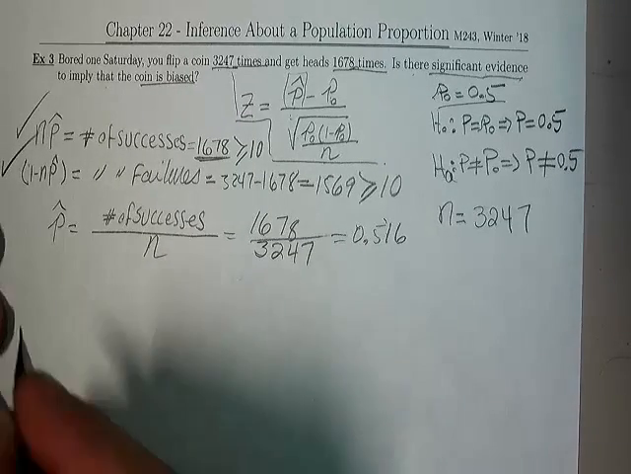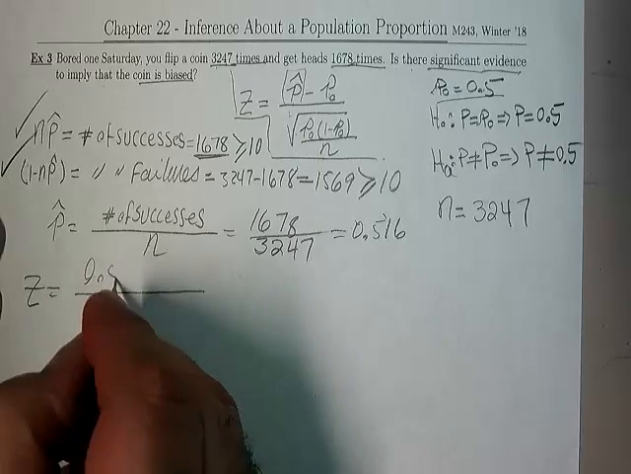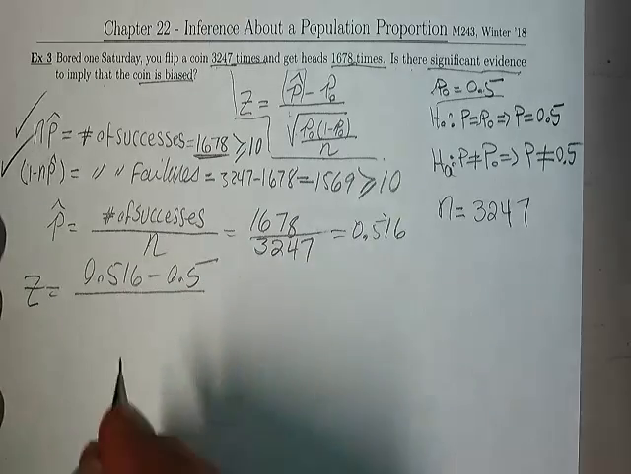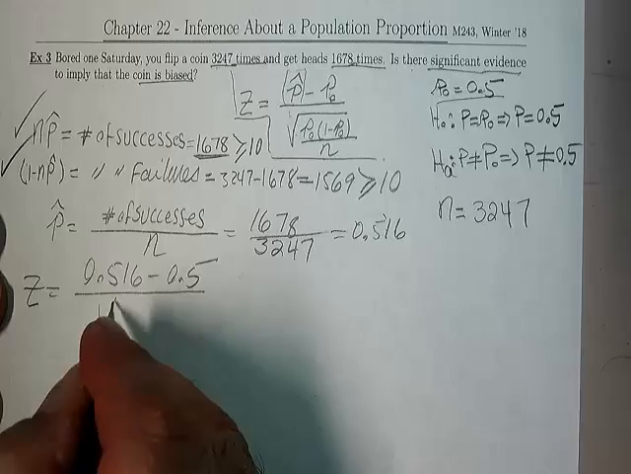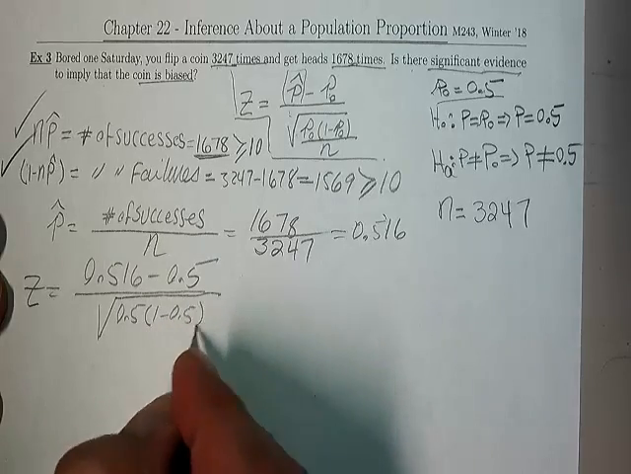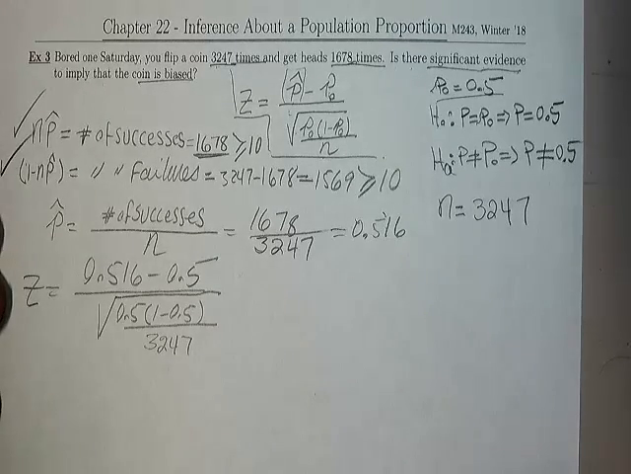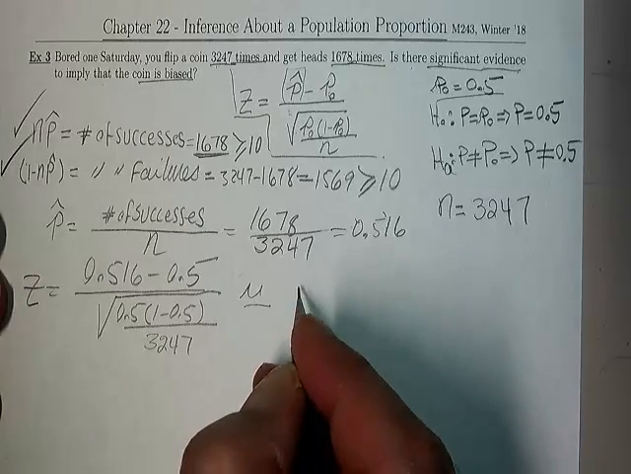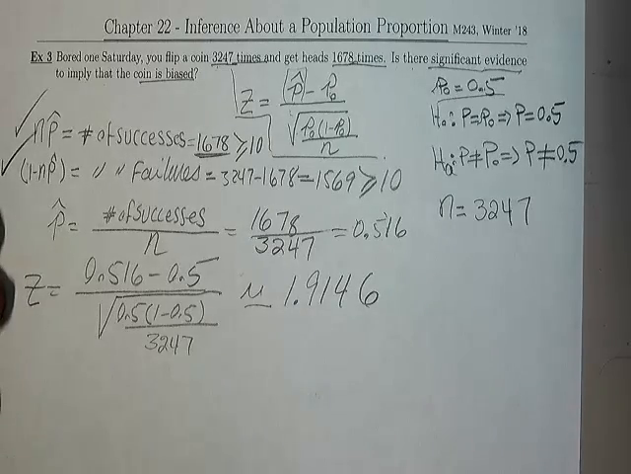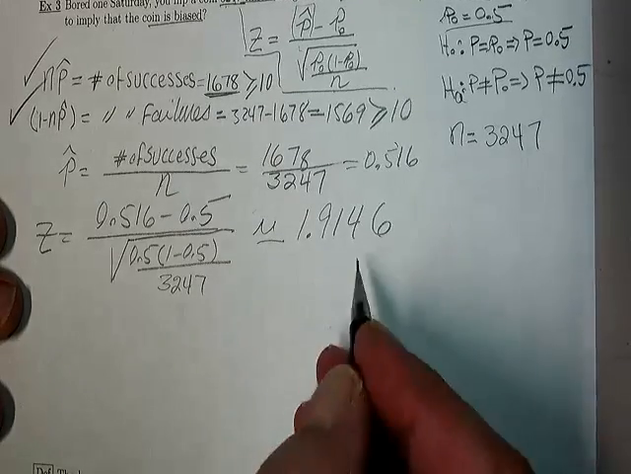So I guess the rest is obvious, right? Z is equal to P hat, which is 0.516, minus P0, which is 0.5, divided by the square root of 0.5 times 1 minus 0.5, divided by N, which is 3,247. If you do this calculation, you get 1.9146. Okay, so this is the Z value.